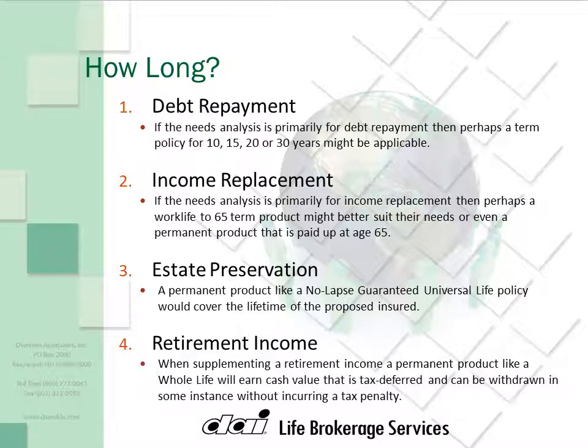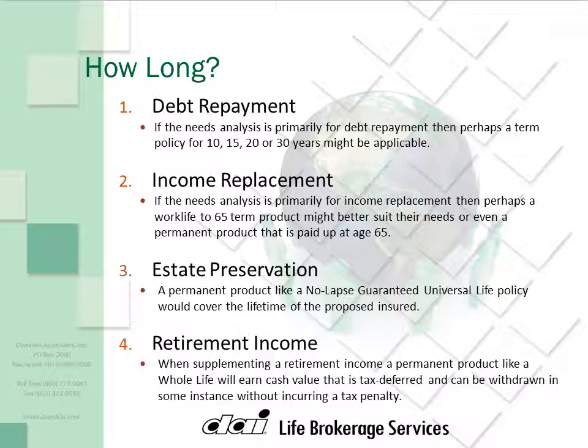Although there may be many reasons why an individual needs life insurance, it typically can be broken down into four major categories. The first being debt repayment. If the needs analysis is primarily for debt repayment, then perhaps a term policy for 10, 15, 20, or even 30 years might be applicable. The second is income replacement. If the needs analysis is primarily for income replacement, then perhaps a work-life to 65 term product might better suit their needs, or even a permanent product that is paid up at age 65.